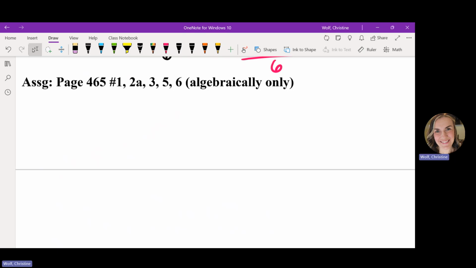So for 465, I want you to do 3. That's it, just 3. There are 4 of them: 3 A, B, C, D. Is that all right? Because like I said, a lot of the stuff you've done, you know how to do. It's just the common denominator part that might get tricky.